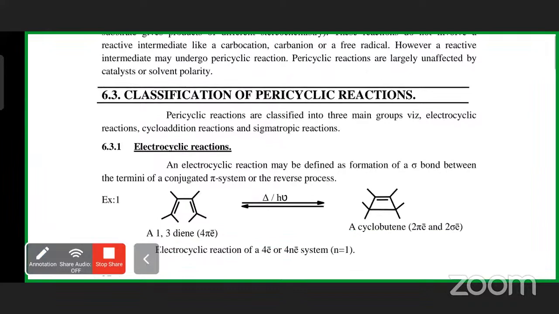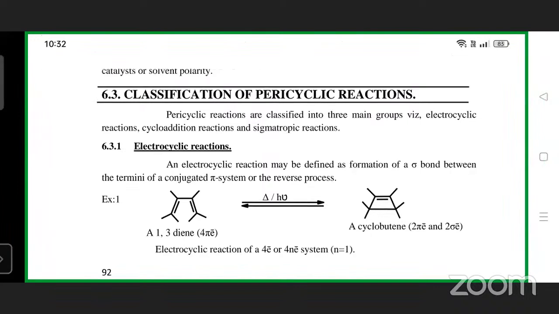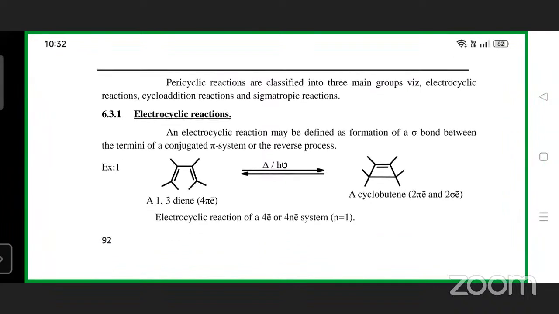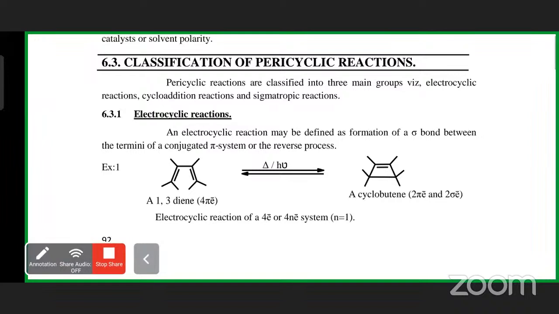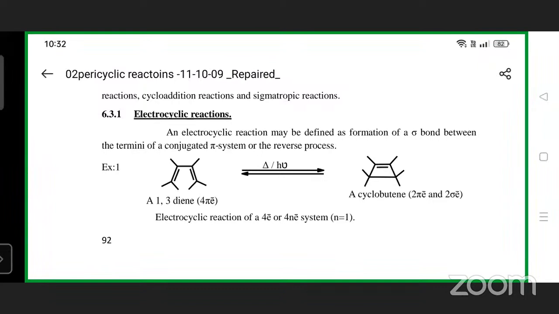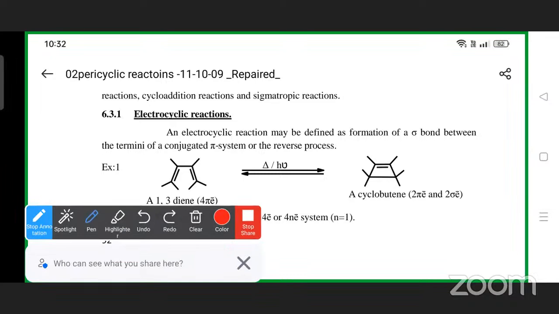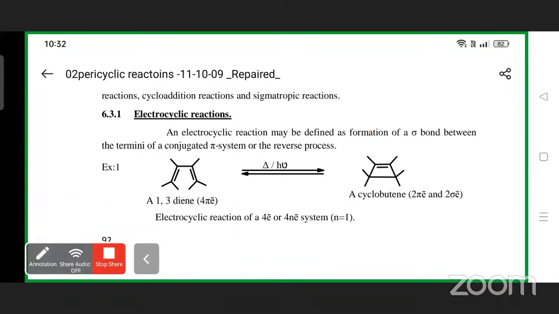Now, the classification of pericyclic reactions. Generally, pericyclic reactions are classified into 5 types. Those are electrocyclization reactions, cycloaddition reactions, sigmatropic reactions, and ene reactions. So what are electrocyclization reactions? This classification of the pericyclic reactions is very important.